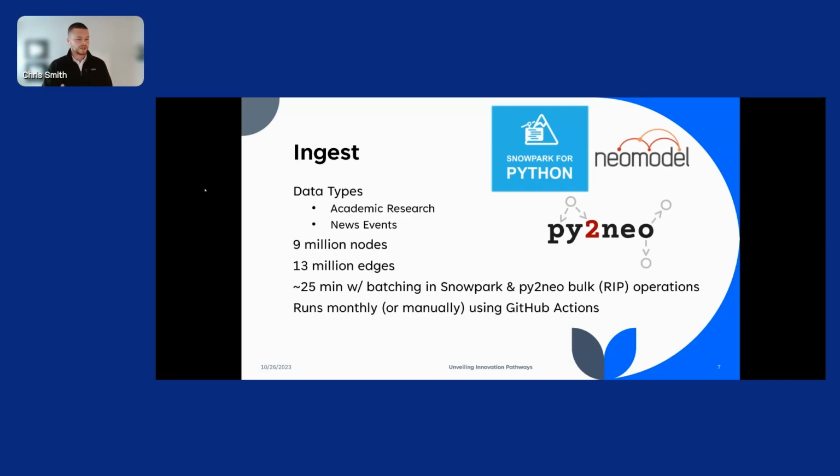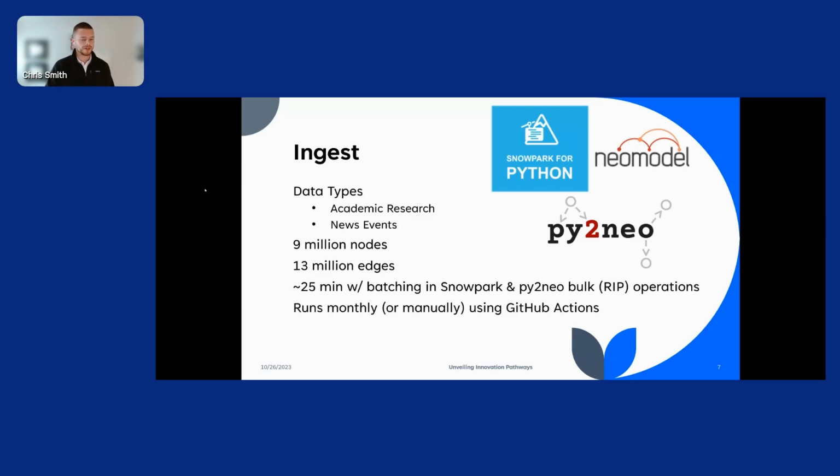We're leveraging some tooling inside of Snowpark and PyNeo to get our ingestion process down to about 25 minutes, right? It's not a Ferrari, it's not a Toyota Camry, maybe it's like a Lexus. We're kind of right in the middle. We could take on maybe some bigger ETL frameworks, but for right now, what we're doing works just fine. And it runs monthly or manually using GitHub Actions.